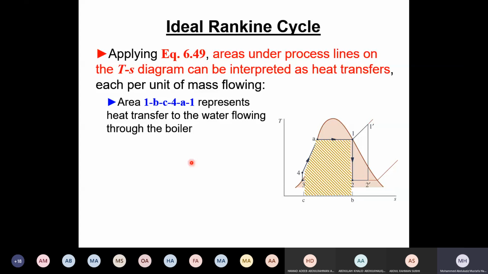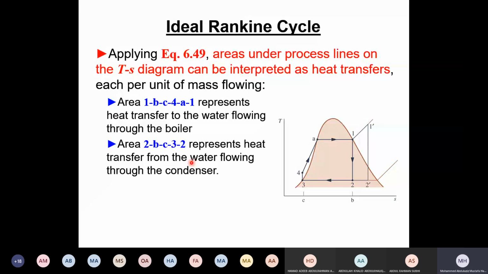If we apply the energy equation, the integral of T dS, then we can see that I have two areas here. Let me go first to this area. What is this area? This is the area under the diagram from 4 to 1. This is the heat added, the area 4A1 dash, which is 2 to 6. This area under the diagram represents the heat transfer to the water. Then the second area is QL.